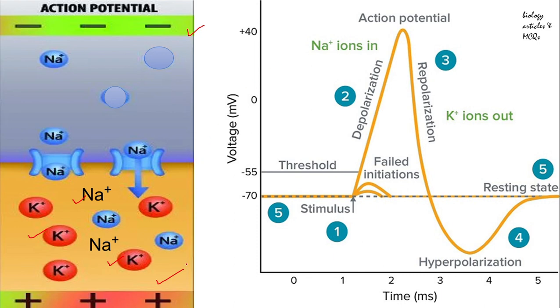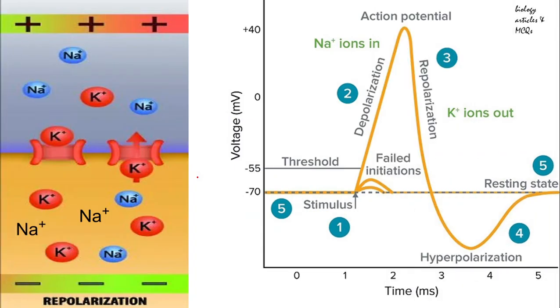Guys, in this state you can see that as the inside of the membrane is positively charged, the voltage when measured will be positive 40 millivolts, and this is the peak point at which the maximum amount of positive charges are inside the membrane. So this point is called the action potential. After this point, the next phase will occur.